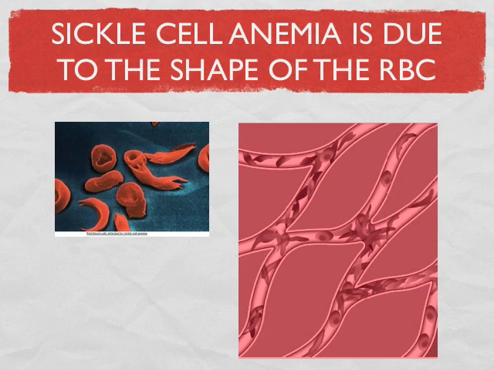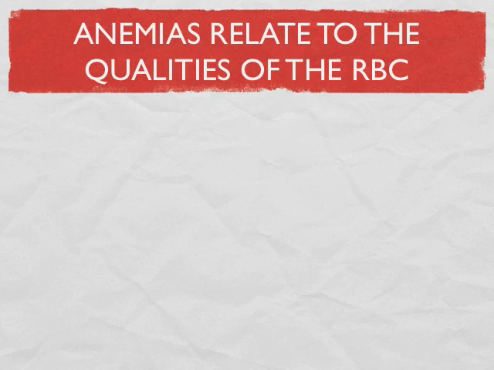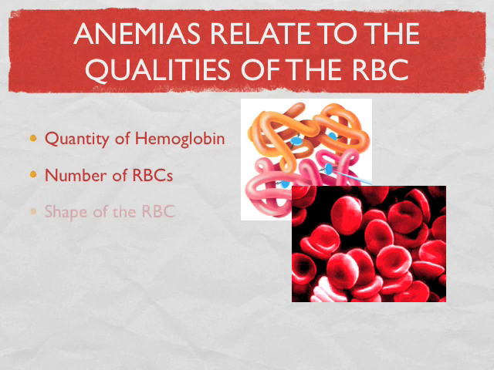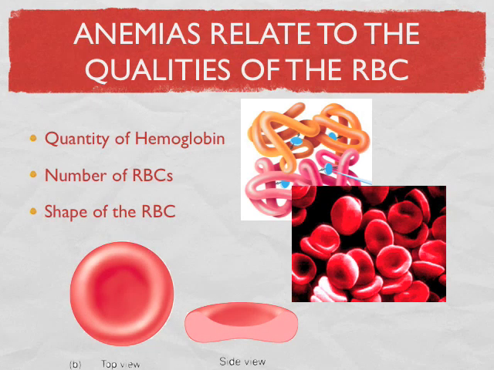So, the surface of the cell can't carry as much oxygen, and the shape of the cell gets plugged in capillaries. When tissues lack oxygen, any nerve cells in those tissues begin to send pain signals. This can be a fairly painful disease. So, anemias are all related to the qualities of the red blood cell: the quantity of hemoglobin, which is the amount of oxygen any red blood cell can carry, the total number of red blood cells, and of course the shape of the red blood cell. All three of these are critical to the amount of oxygen that can be carried, and a problem in any one of these means a lack of oxygen to the tissues.